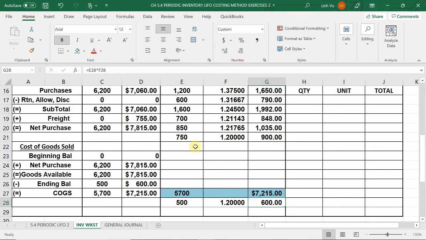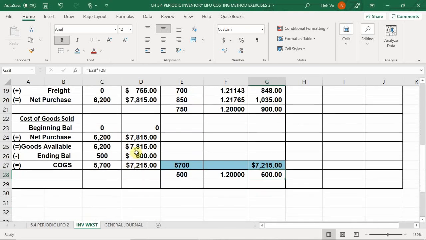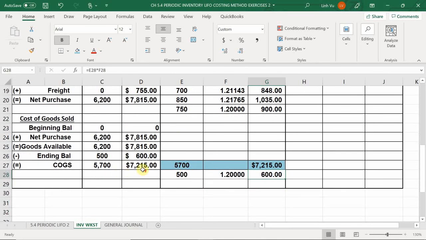And that way, instead of having to go through all of this right here, you could have easily taken that out from your goods available to solve for your cost of goods sold. But I'm teaching you this way so you understand where these numbers are coming from and how we actually use the costing method, okay?